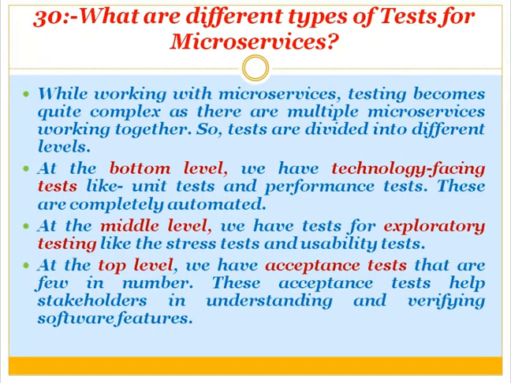At the bottom level, we have technology-facing tests like the unit test and performance test. These are completely automated. At the middle level, we have tests for exploratory testing like the stress test and the usability test. At the top level, we have the acceptance tests, which are few in number. These acceptance tests help stakeholders in understanding and verifying the software features.